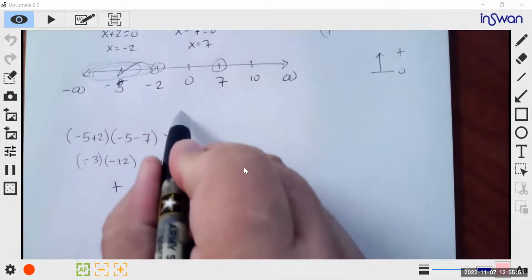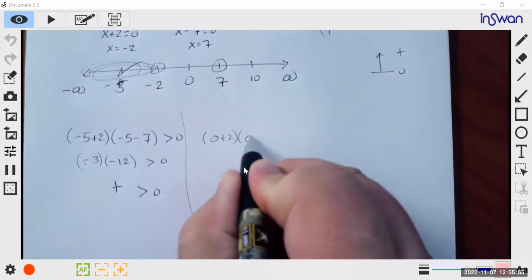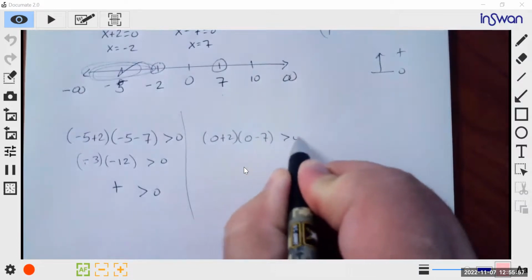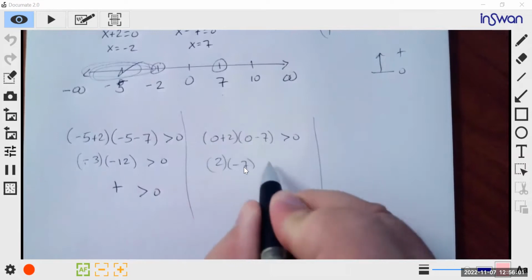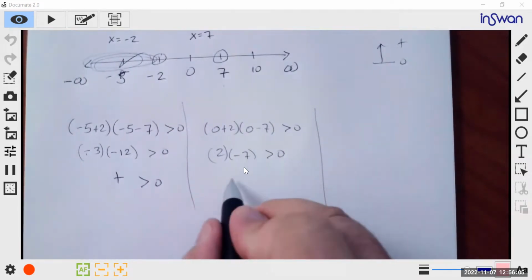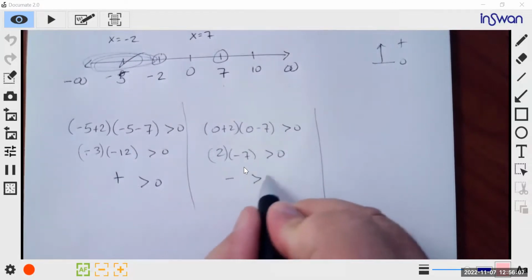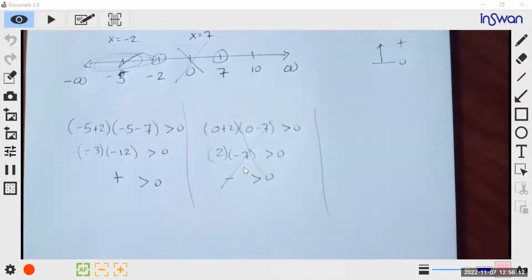Let's try 0. 0 plus 2, 0 minus 7. 2 times -7 is 2 times negative, so it's negative. Is that greater than 0? No, so that's not good. So we cannot use anything there.